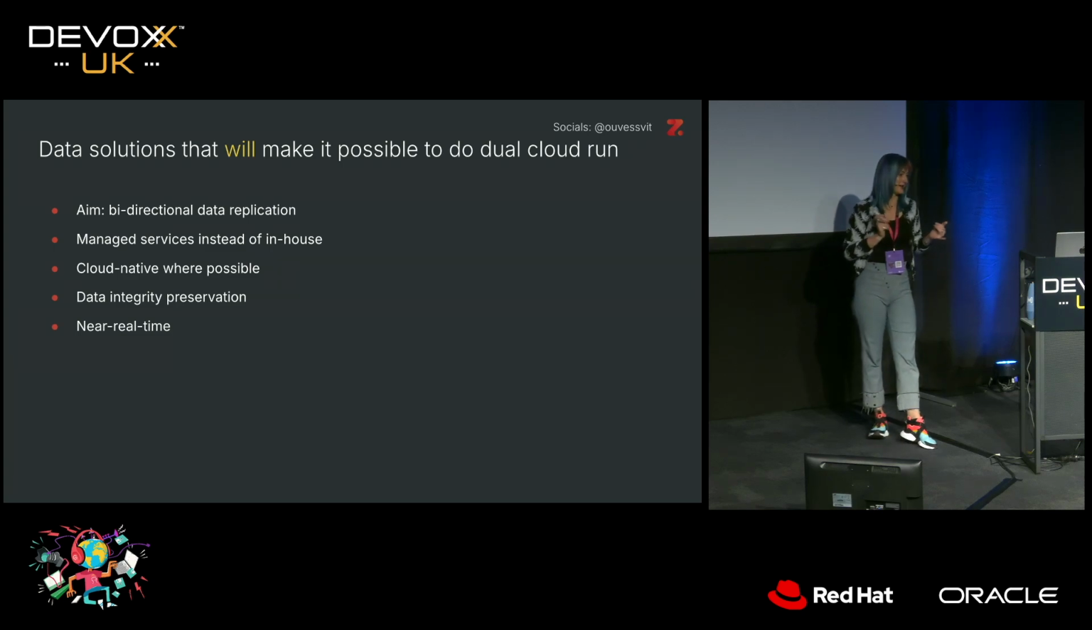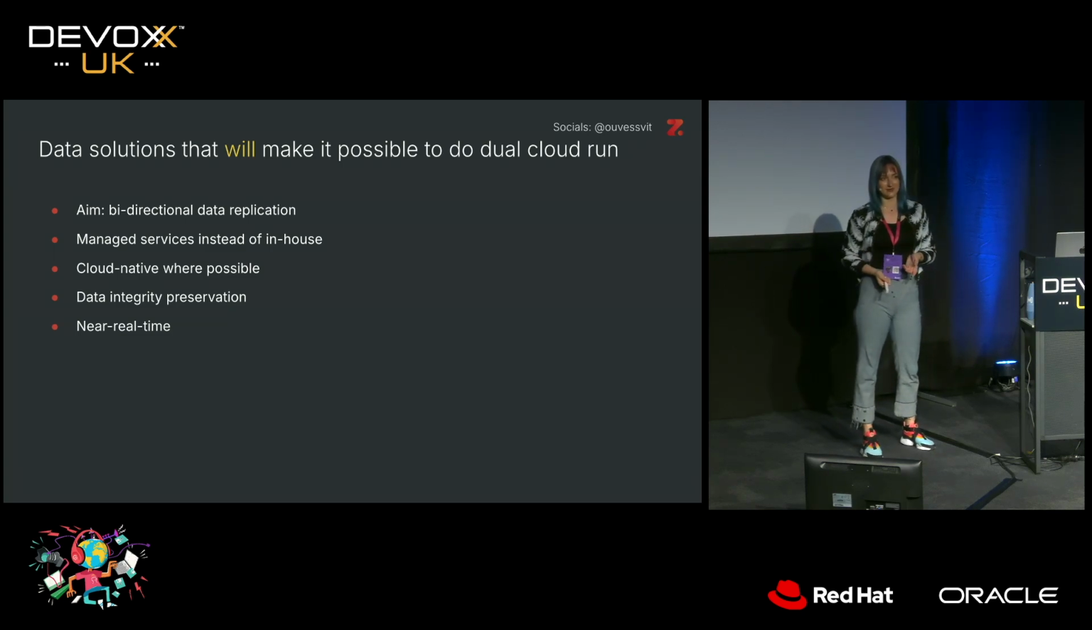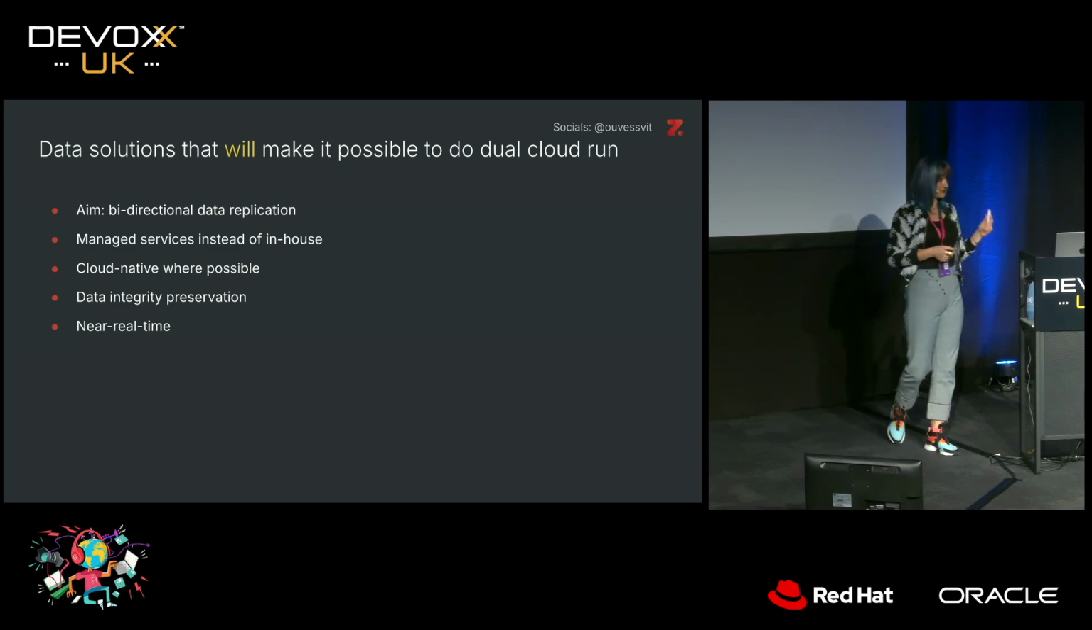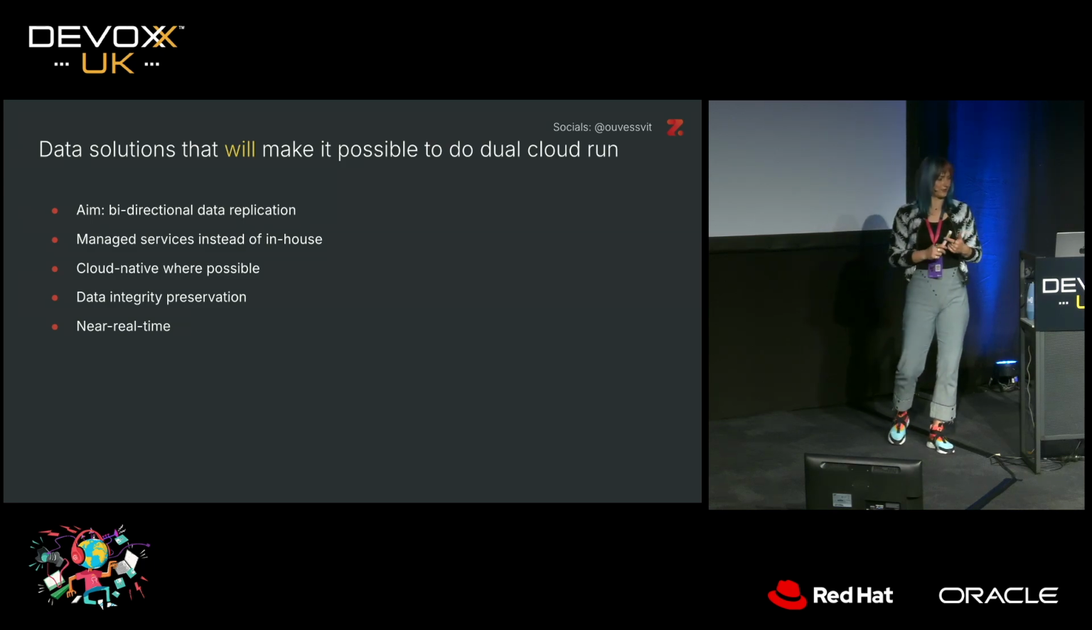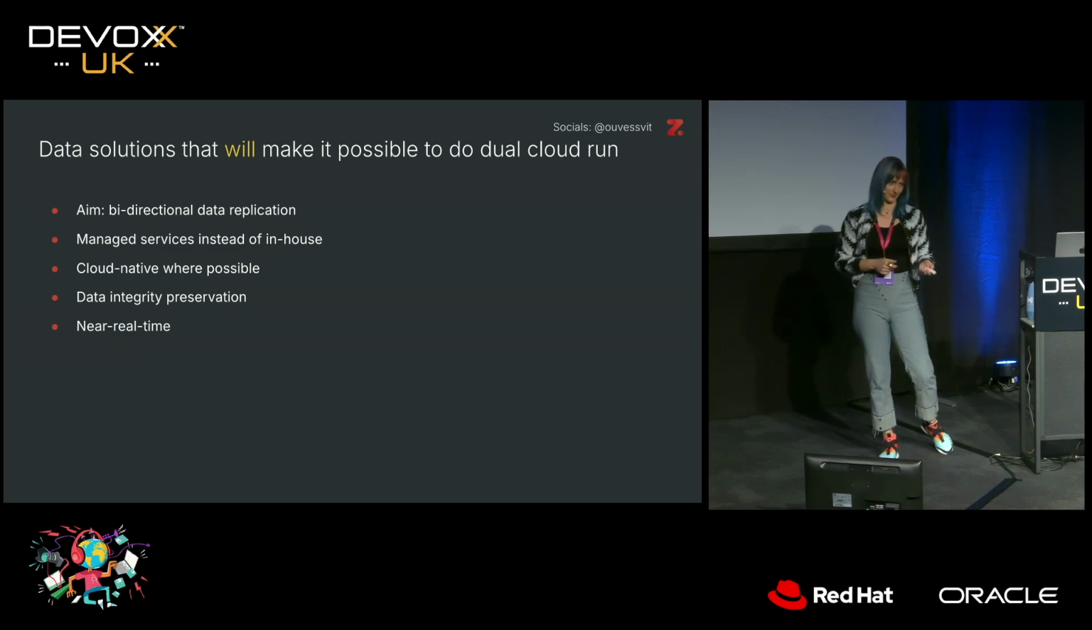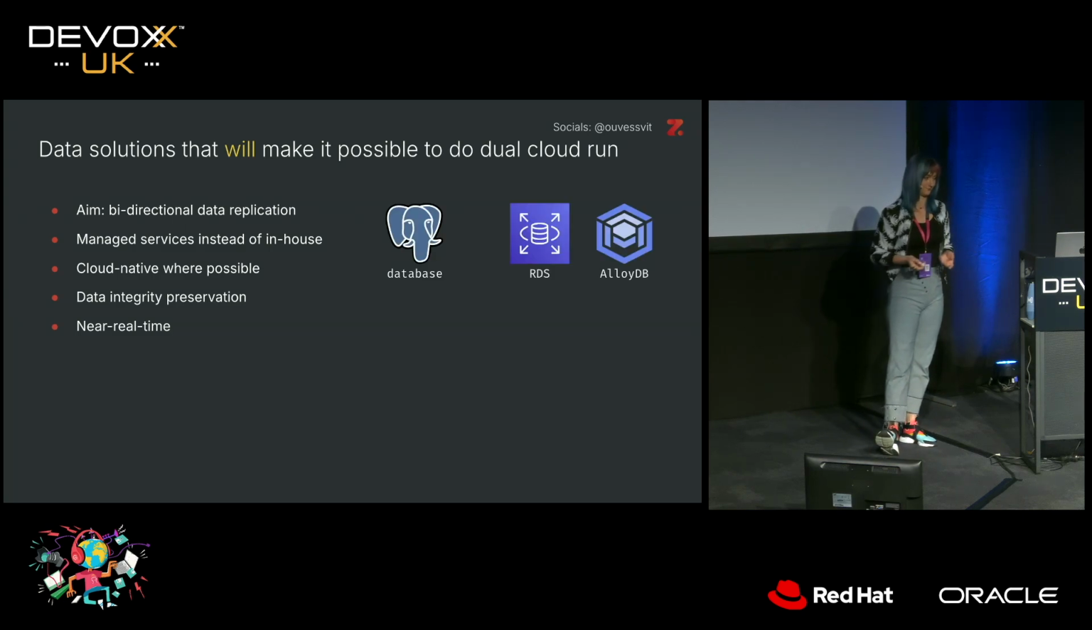We wanted to use managed services instead of in-house to simplify things. Can I write a script that will do an rsync from one bucket to the other? Yeah. Do I want to? No. Cloud native where possible to make our lives easier. Data integrity preservation is a big, big, big point, which is why we want to use managed services and not write our own. And we want near real time. And I'm going to get into that because it's not always possible in every cloud provider. But we want near real time.